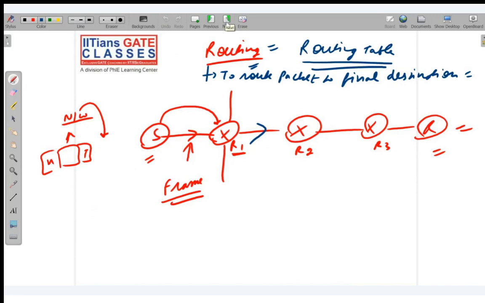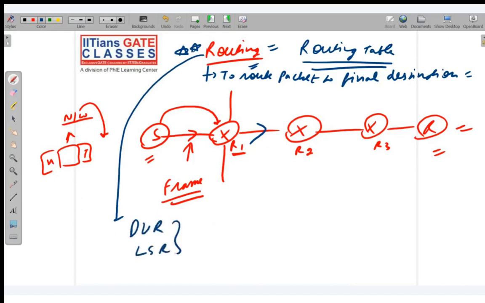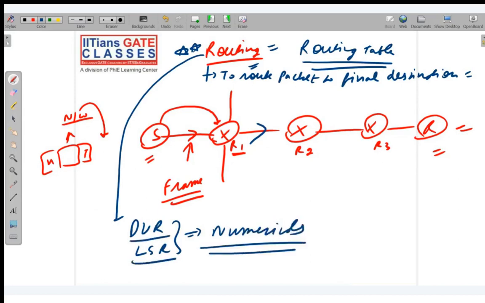And don't worry, routing is a very, very important topic. This is just an introductory class. I think you have heard about it, or if you have not heard, don't worry, we will tell you. Distance vector routing and link state routing are the two main routing algorithms, and many questions have been asked in GATE from this topic. Mostly numericals will come, numericals on distance vector routing and link state routing. So in the routing topic itself, we will study these two. We will come back to it. Don't worry, what is routing and all, again we will come back to it.